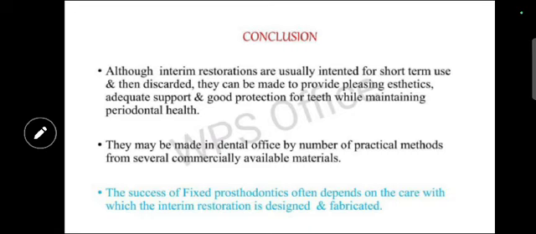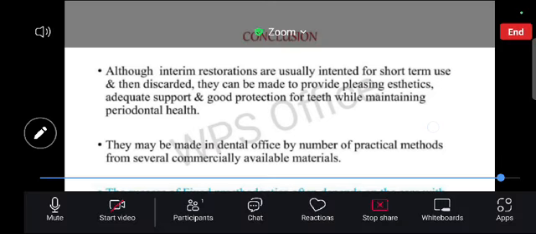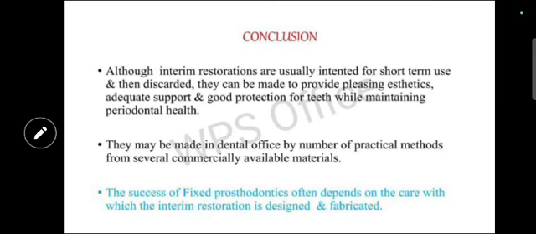In conclusion, although interim restorations are usually intended for short-term use and then discarded, they can be made to provide pleasing aesthetics, adequate support and good protection for teeth while maintaining periodontal health. They may be made in the dental office by a number of practical methods from several commercially available materials.